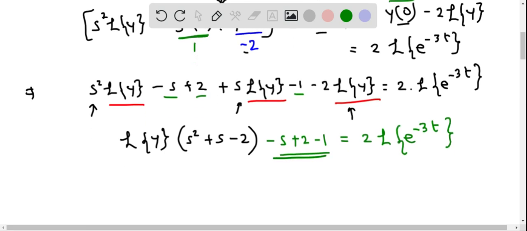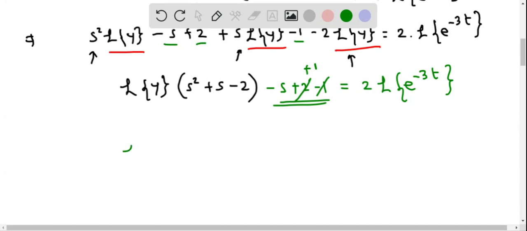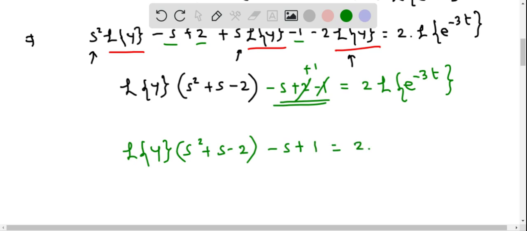So this equals negative s plus 1. So I can put this as negative s plus 1. So therefore, we will write Laplace transform of y times s squared plus s minus 2, and then negative s plus 1, and this equals 2 times Laplace transform of e raised to the power of negative 3t.